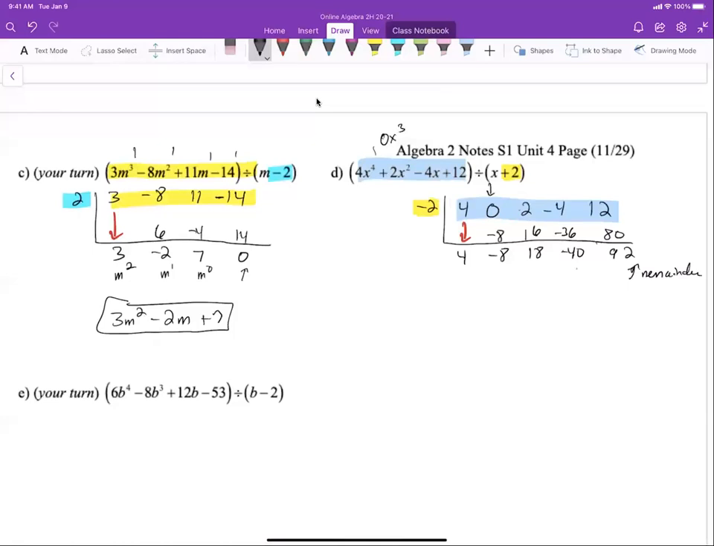This is my x to the 0, x to the 1, x squared term, x cubed term. So what does my answer look like? 4x cubed minus 8x squared plus 18x minus 40 plus my remainder. What is my remainder? 92 over x plus 2. I have to divide it by the original polynomial that I was dividing by. There's my answer.